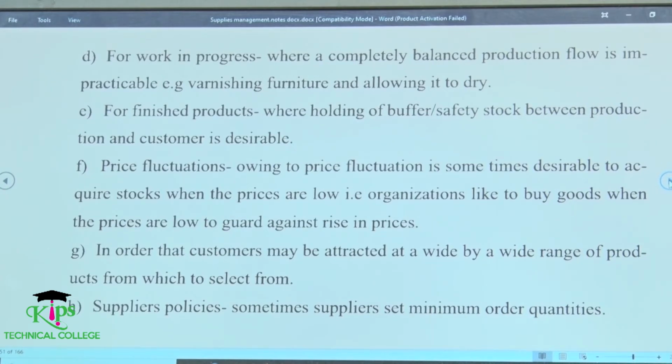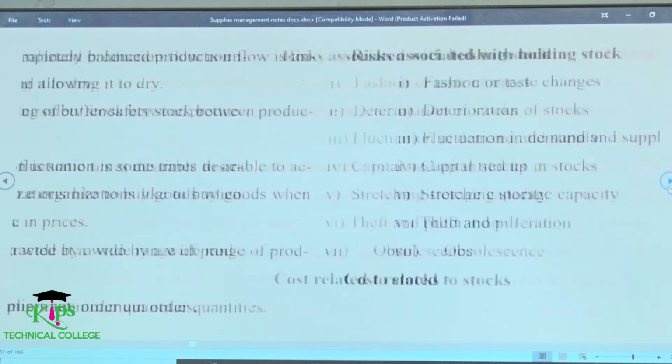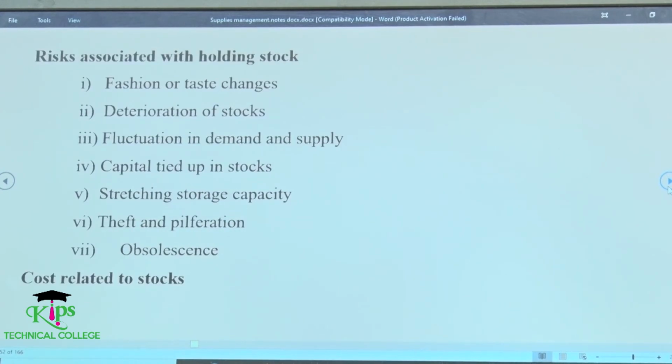The other thing is also to be able to attract customers. When you have a variety of inventory in place, for example, when you walk into a supermarket today, you realize they have a variety of products, and this allows the customers to get goods that they want, and this also attracts the customers to come every day. Then the other thing is about the supplier policy. We have some organizations that have agreed with their suppliers that they are going to supply particular goods only when we have the minimum order quantity.